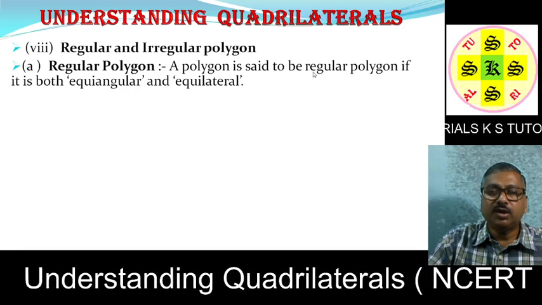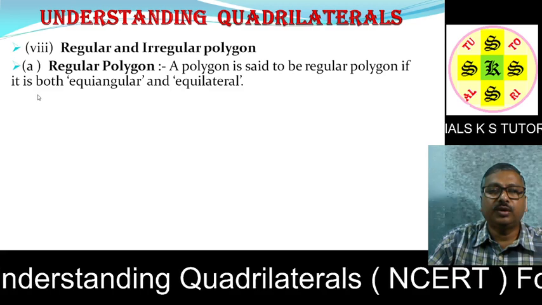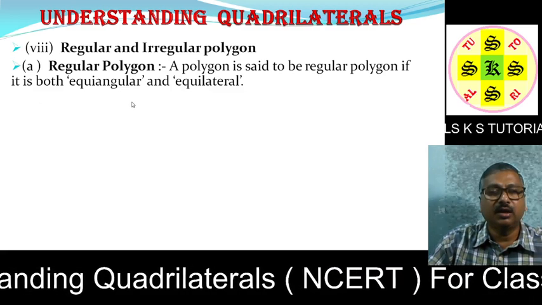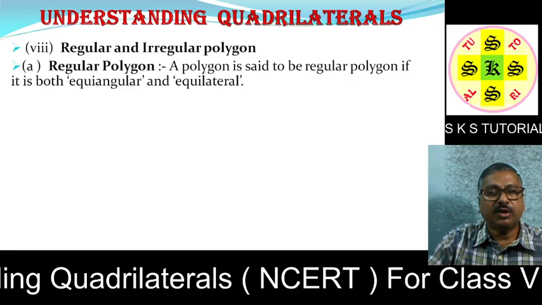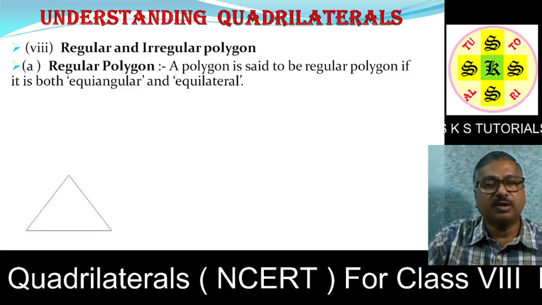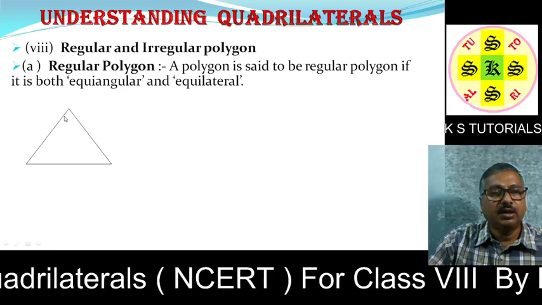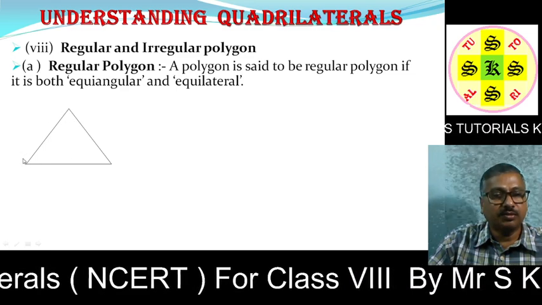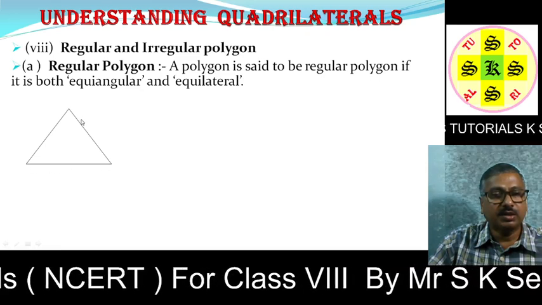So a polygon is said to be a regular polygon if it is both equiangular, that is all angles should be equal, and equilateral. If it is a triangle, all three angles should have the same measurement, and all the sides should have the same measurement. Now see, this is the triangle. Here all angles are equal in measurement, and all the sides, if this side is 6 centimeters, this is also 6, this is also 6.